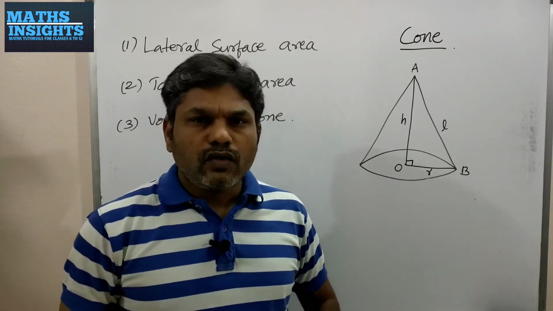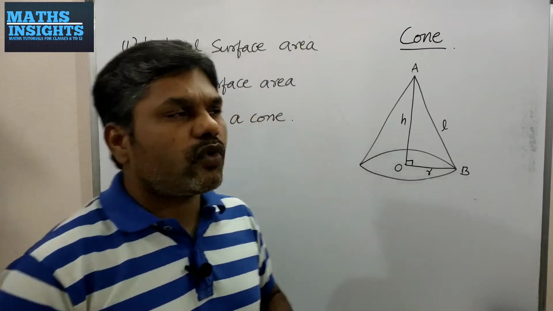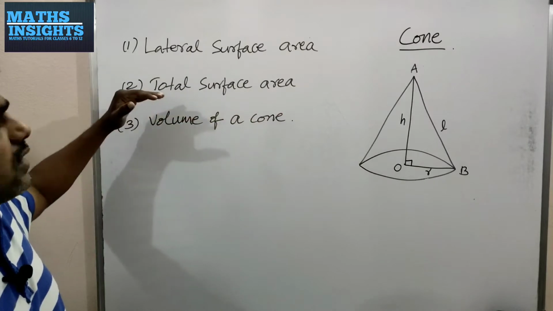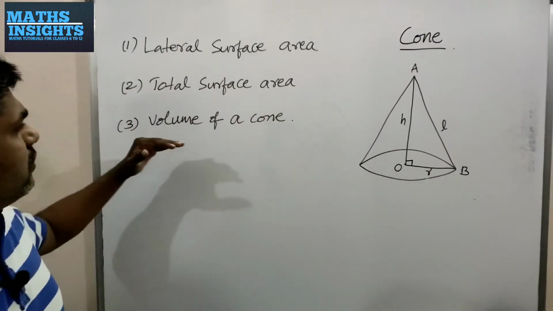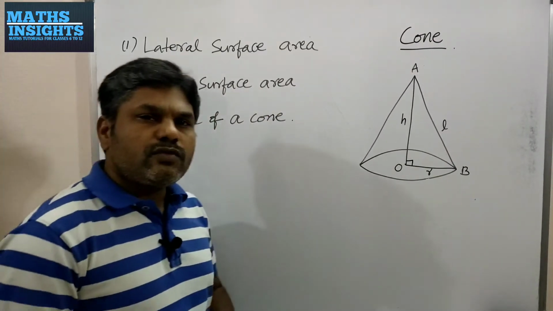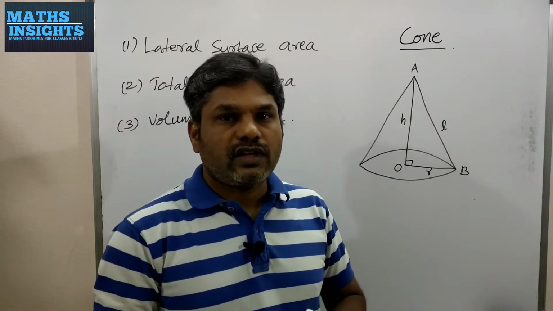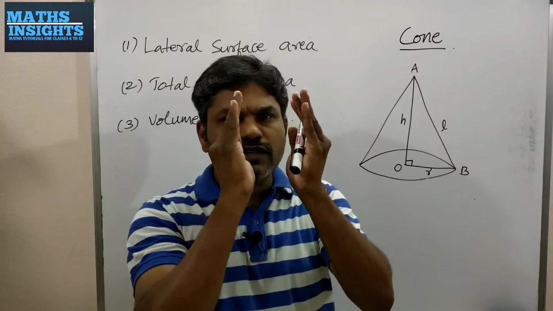Now we are going to discuss very important calculations, that is lateral surface area, total surface area and volume of the cone. Very simple. Lateral surface area or curved surface area. If you see, the cone will be like this.